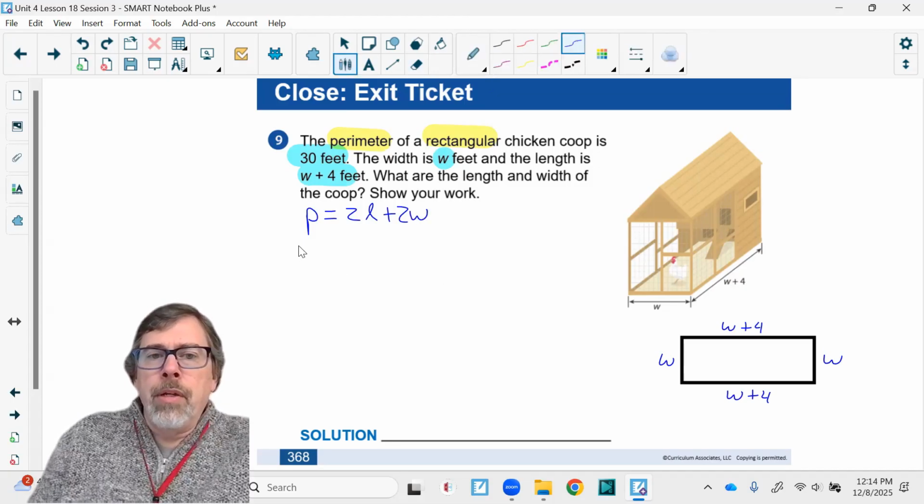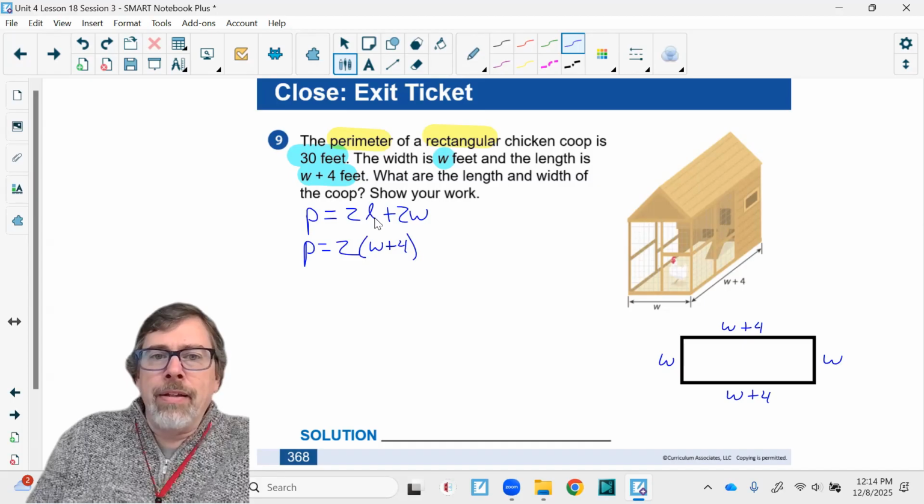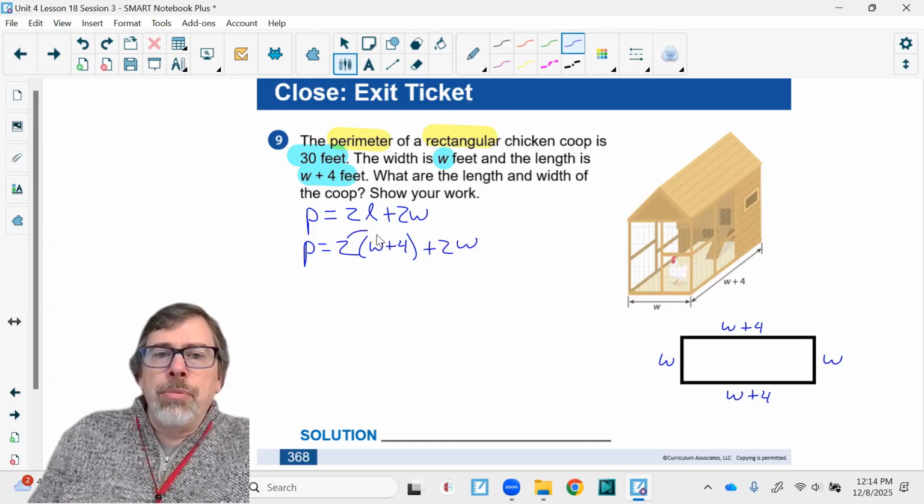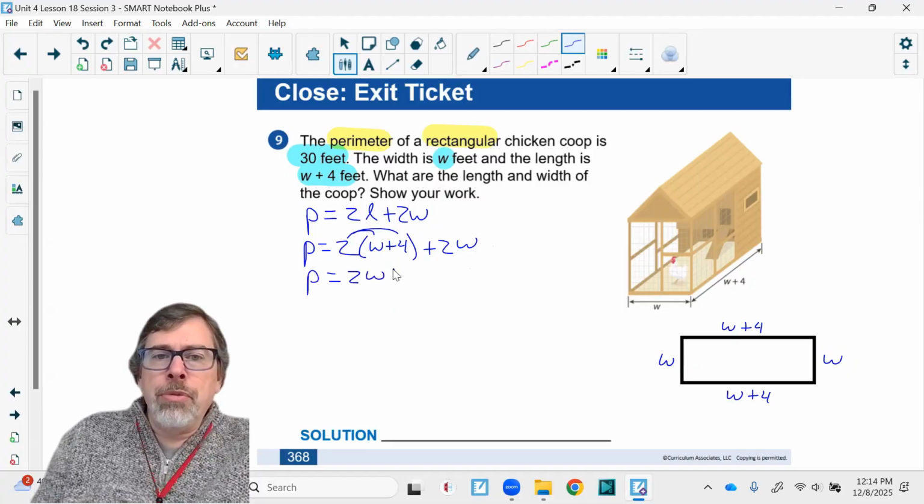All right, substitute our givens. What's our length? The width is W, the length is W plus 4. W plus 4 replaces the L, plus 2 times our width, which is W, so that just stays W. I'm going to distribute. Okay, P equals 2W plus 2 times 4 is 8 plus 2W.